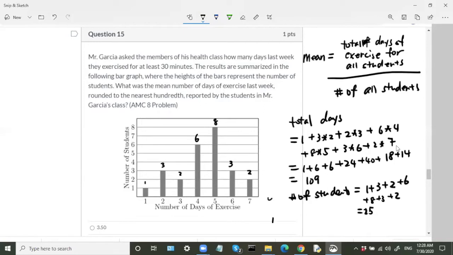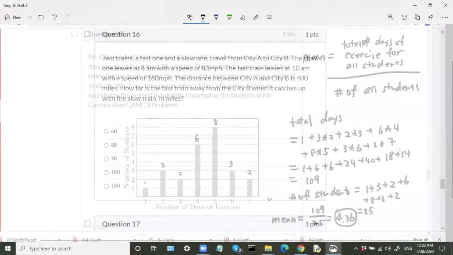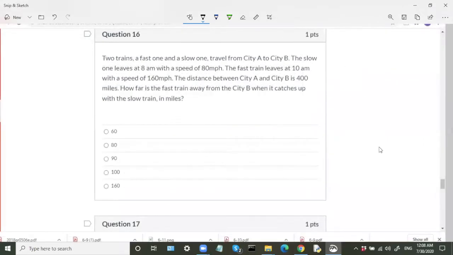So then the mean equals 109 divided by 25. When we do the division, it actually equals 4.36. Okay, so we rounded to the nearest hundredths. So the answer is 4.36.